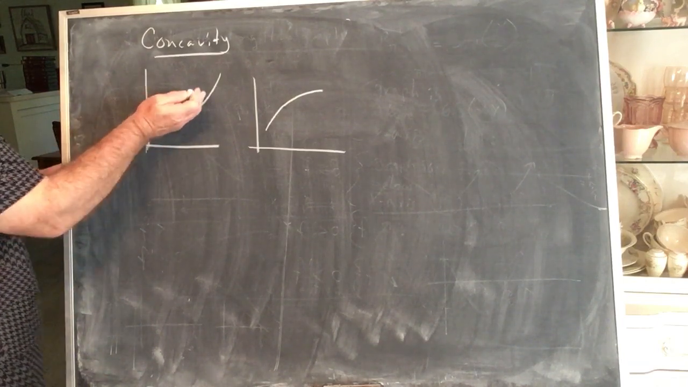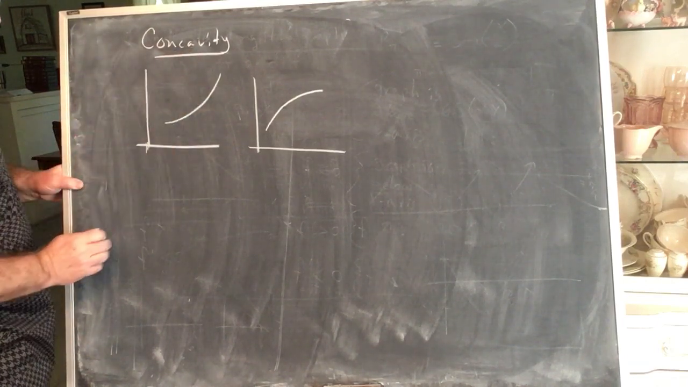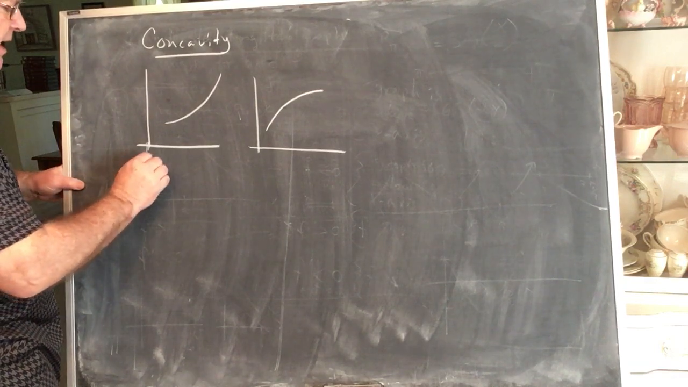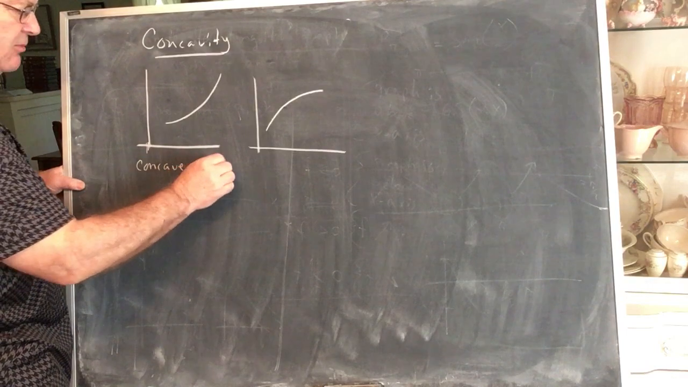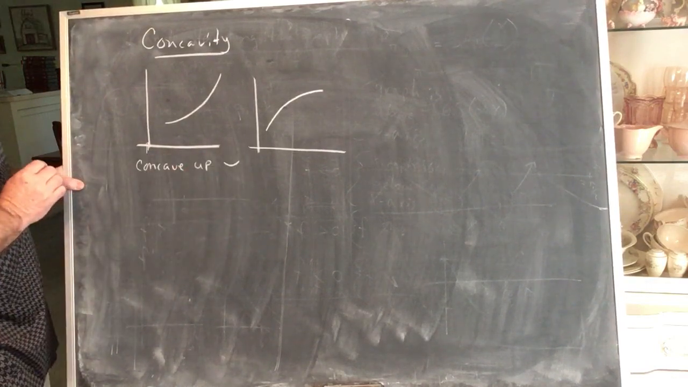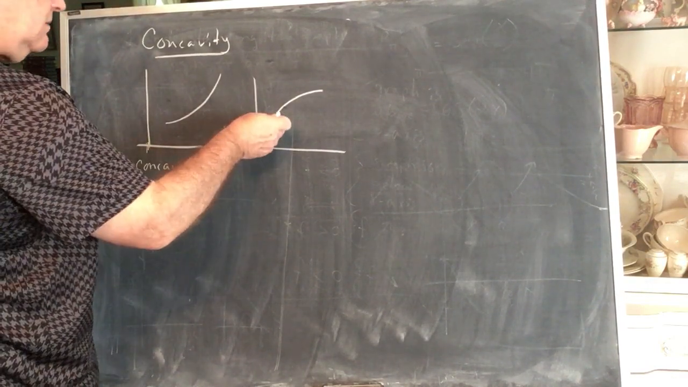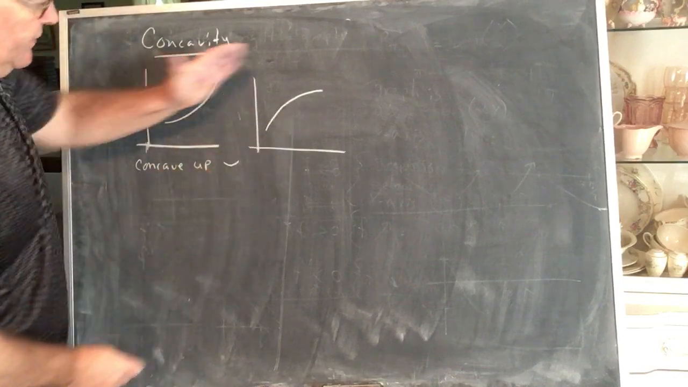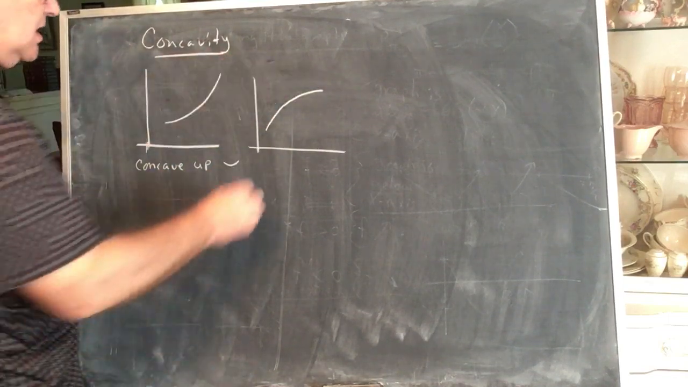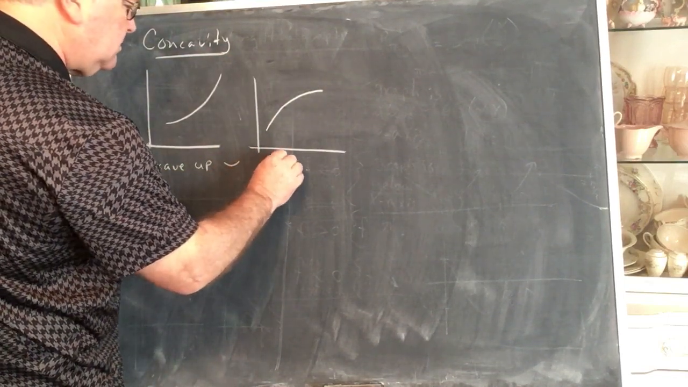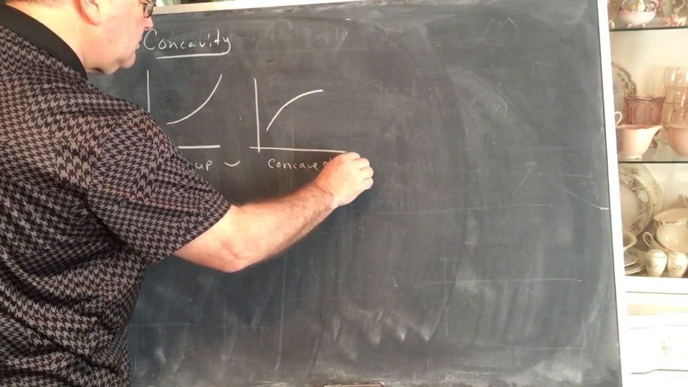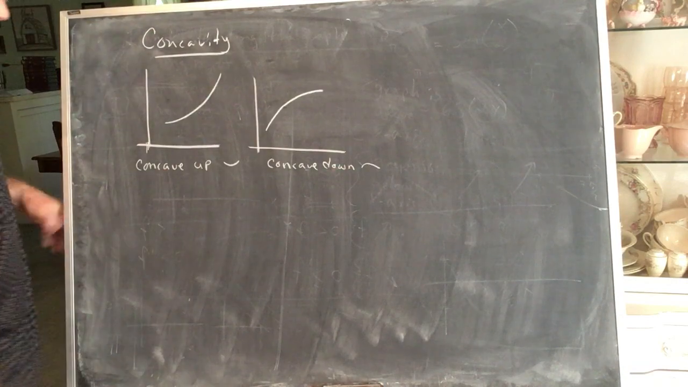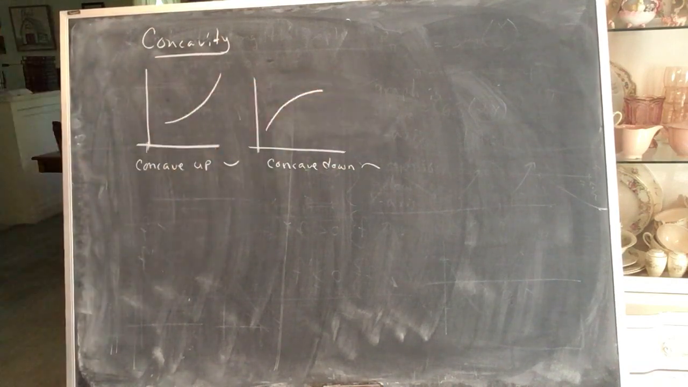In this case, if the curve opens upward, we say this is concave up, and the symbol we'll use is concave up. This curve, if it opens downward, is concave down, and the symbol we'll use is concave down.